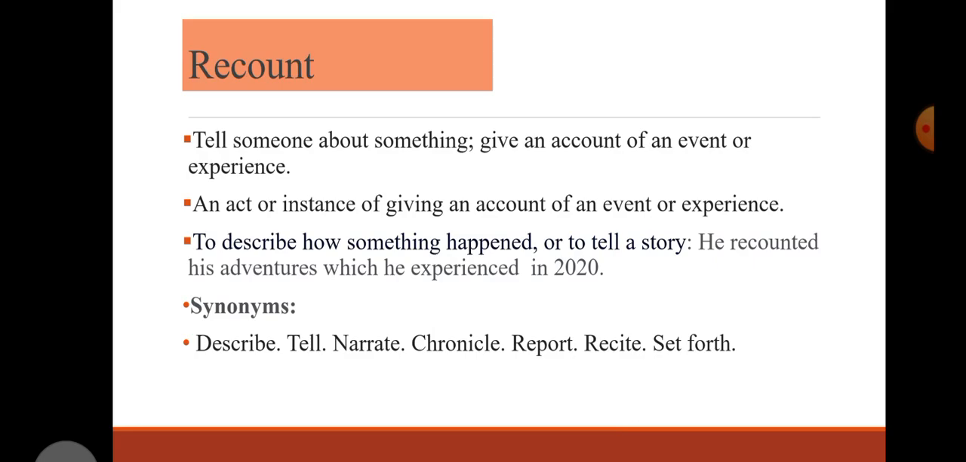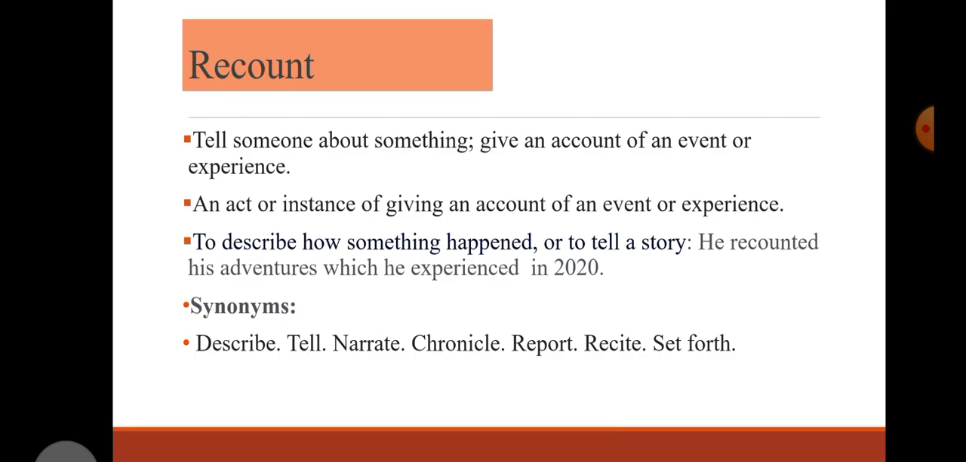Recount is an act or instance of giving an account of an event or experience. It also means to describe how something happened or to tell a story. For example, he recounted his adventures which he experienced in 2020. You may write down any other sentence of your own choice. That was only for your guideline. There are different synonyms for the word recount in the dictionary, for example, describe, tell, narrate, chronicle, report, recite, set forth, and many others which can replace the word recount.